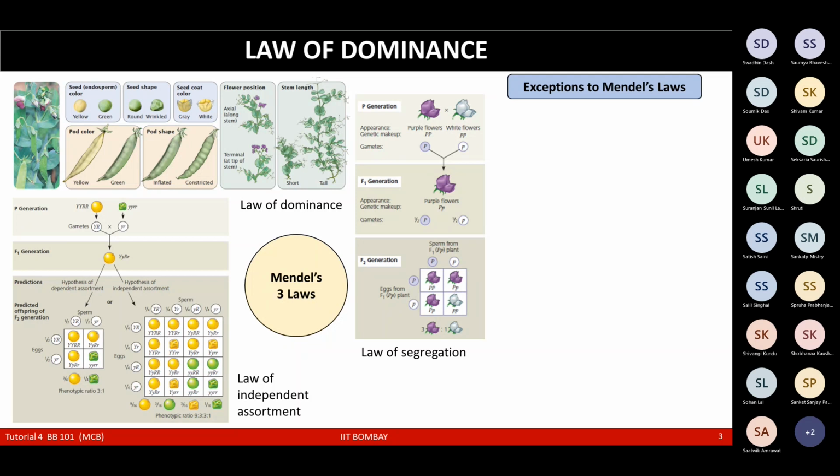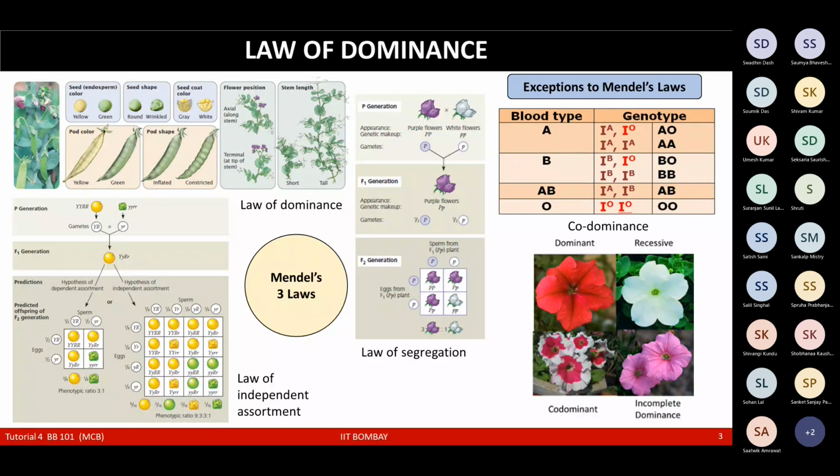So in which we have A, B, and O. So we have A antigen, B antigen, and the O antigen. The O antigen is nothing but the absence of the A and B antigen, which is known as the O part. So this is the exception to Mendel's law.